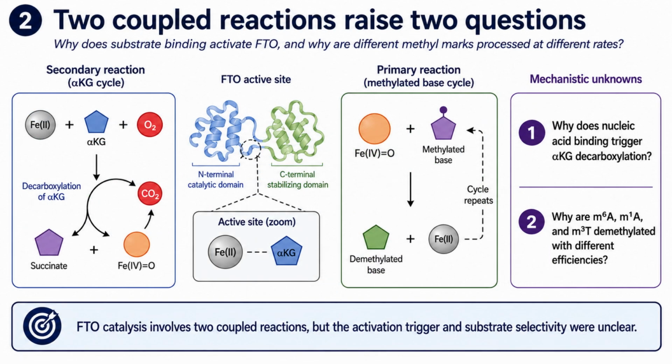FTO catalysis requires two coupled reactions. In the secondary reaction, alpha-ketoglutarate is decarboxylated and the iron(IV)-oxo oxidant is formed. In the primary reaction, that oxidant removes the methyl group from the nucleic acid substrate, but this raises two key questions. Why does nucleic acid binding activate alpha-ketoglutarate decarboxylation? And why are different methylated bases processed with different efficiencies?